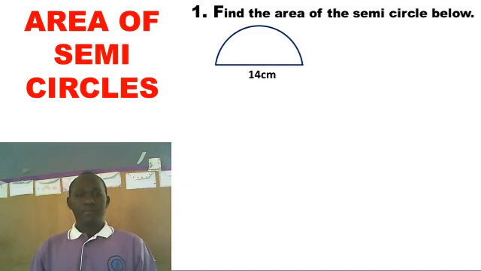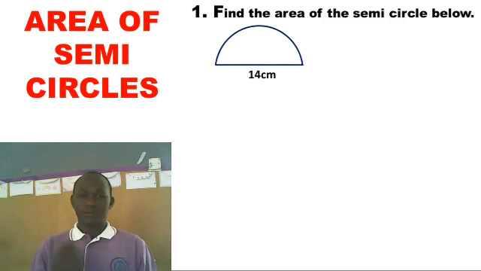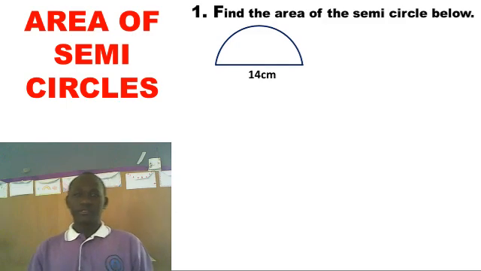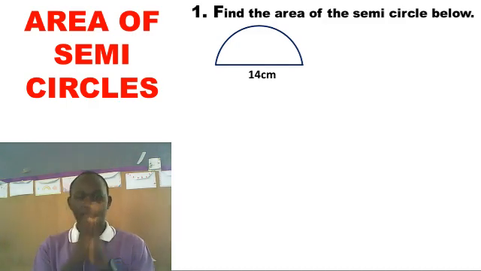Remember, a semicircle is a half of a circle, and on the screen we have a question. The question is: find the area of the semicircle below. The semicircle is there. It has a diameter of 14.